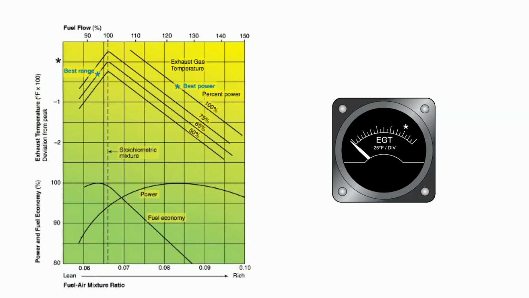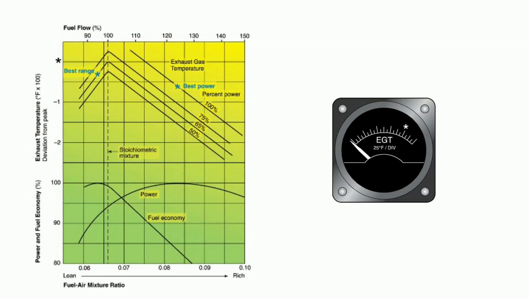The gas will continue burning as it gets into the exhaust system and it drives those temperatures up. And we see that reflected in our graph right here. So as we move in the lean direction, back here, we're going to see our exhaust gas temperatures increase until we reach our peak. That is 100% fuel flow. That is our peak exhaust gas temperature.